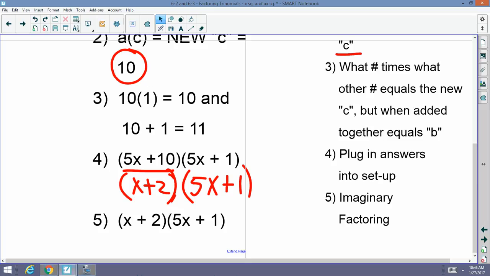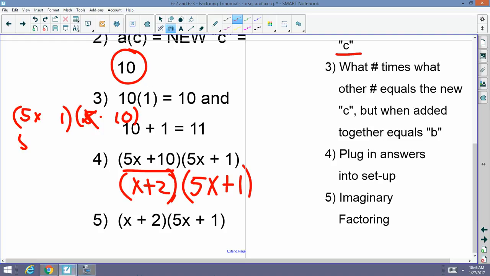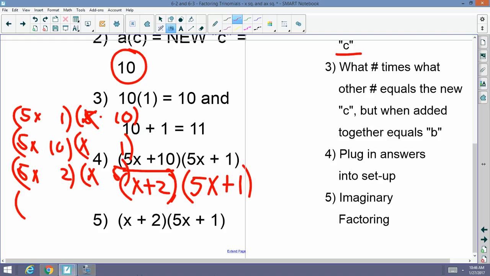Or if you want, you could do this. You go to the beginning, you go, okay, this could be a 5x and a 1 and then a 1x and a 10. Or it could be a 5x and a 10 and then an x and a 1. Or it could be a 5x and a 2 and then an x and a 5. Or it could be a 5x and a 5 and then an x and a 2. If you want to write all of those down, you want to test all of those out, God bless you. Godspeed, man. Do it. I do not suggest that. It's going to take an extremely long time.